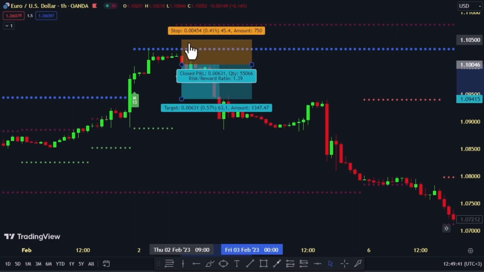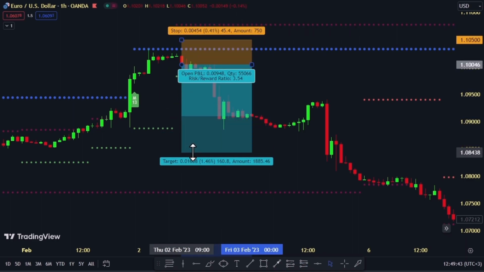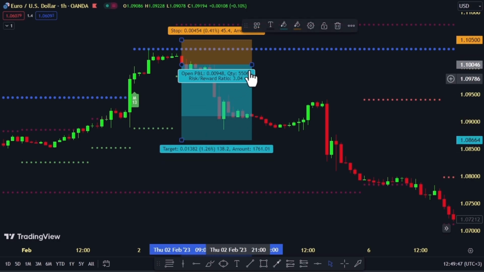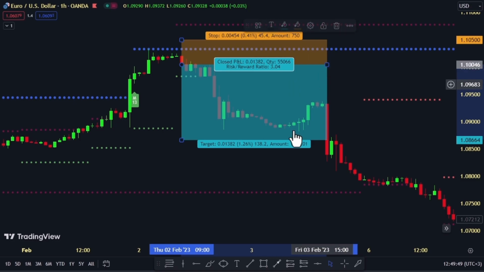Remember, patience is key here. Set your stop loss just above those resistance lines and your take profit, well, that should be 3 times away from your entry position.